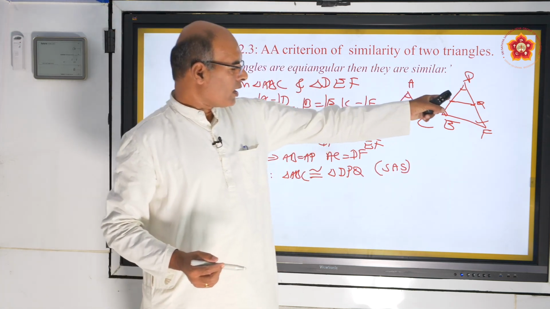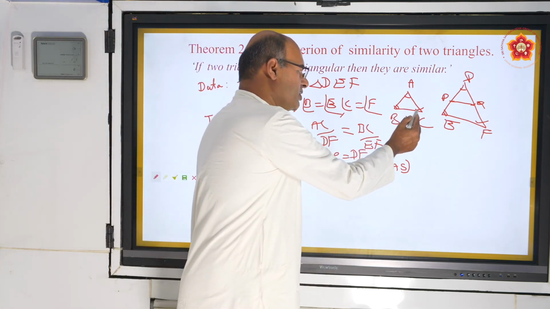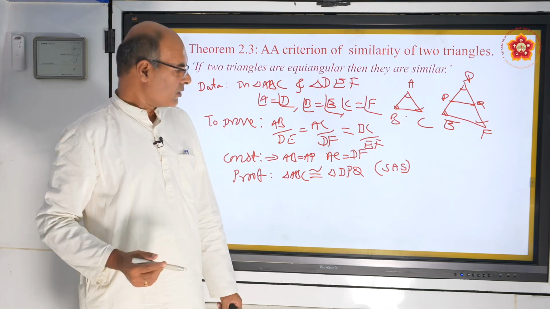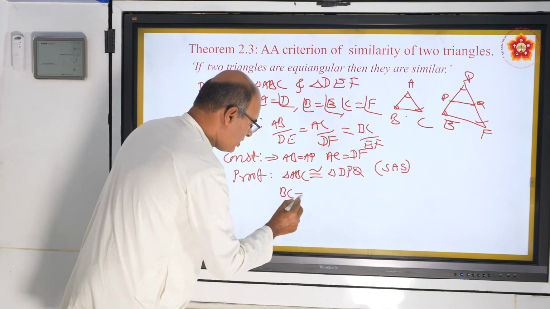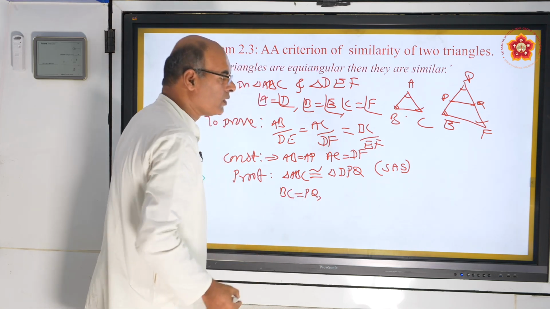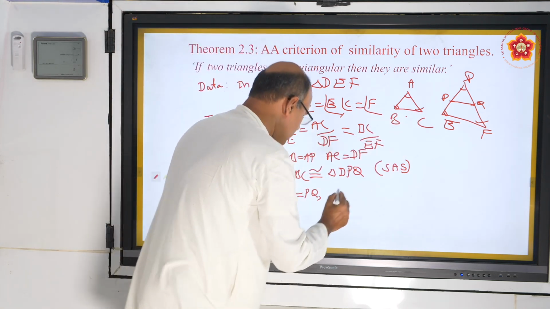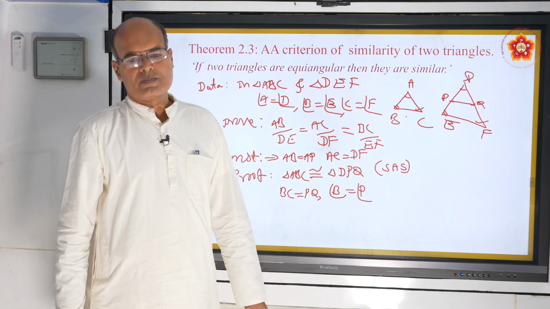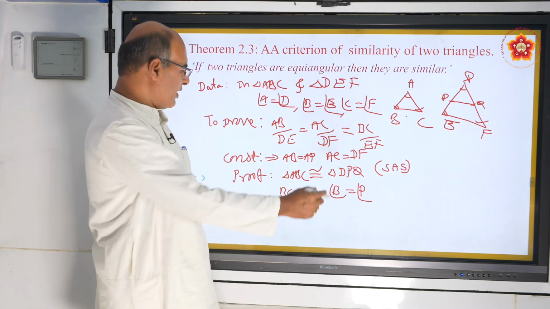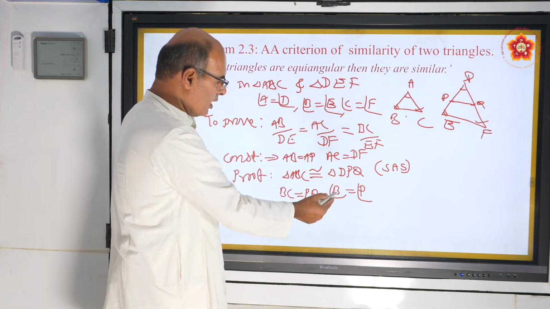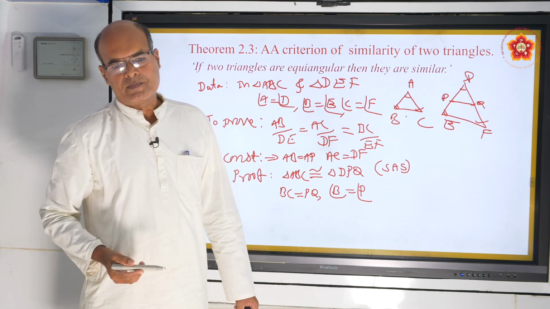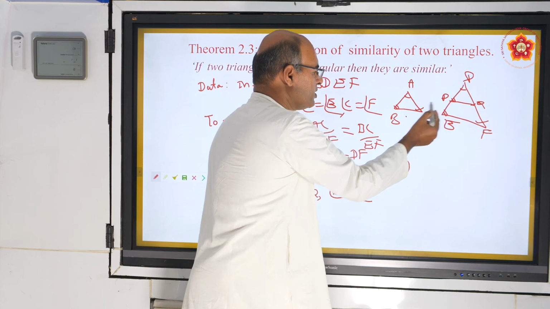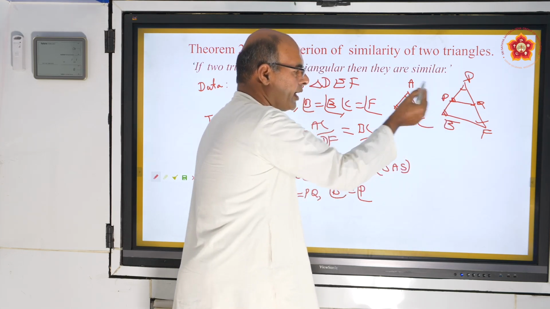As these two triangles are congruent, we can write BC is equal to PQ. By CPCT, corresponding parts of congruent triangles, we can write BC is equal to PQ. We can also write angle B is equal to angle P, corresponding parts of congruent triangles. Look here, we know that angle B is equal to angle E. Here we got angle B is equal to angle P. So therefore angle P is equal to B, B is equal to E, therefore angle P and angle E are equal.